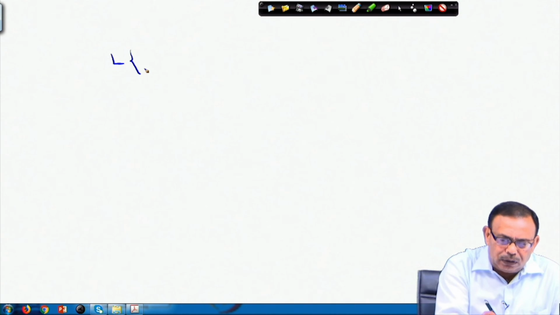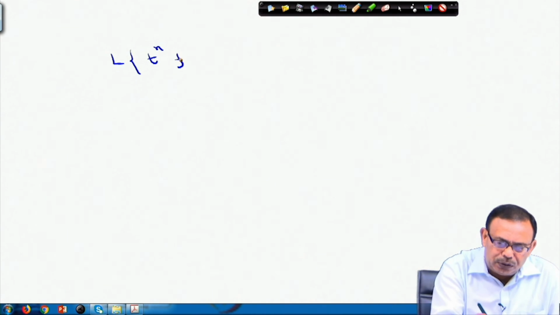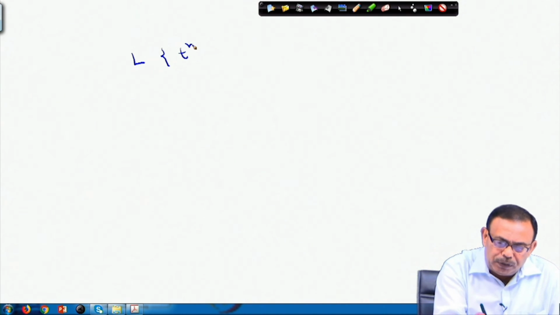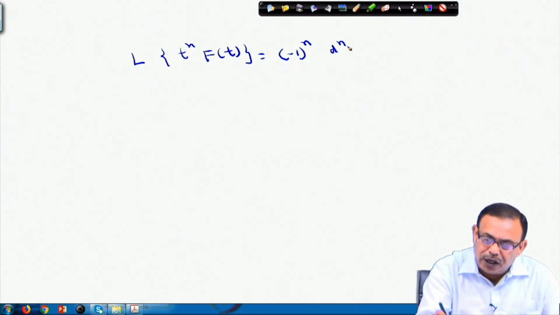Let us start from the right side, that is t to the power n into f(t). Laplace transform of t to the power n into f(t) equals, using the properties I know, minus 1 to the power n d n by d s n of F(s).